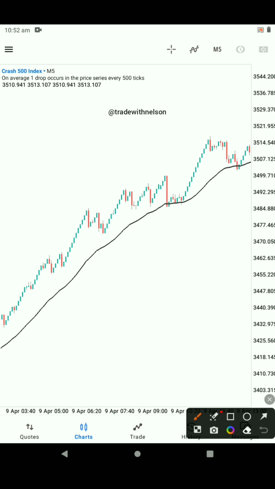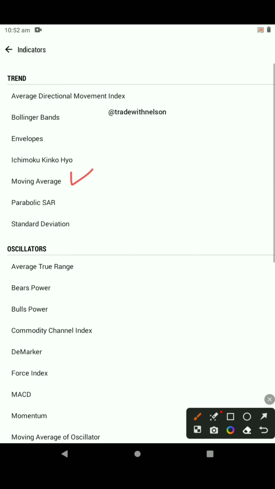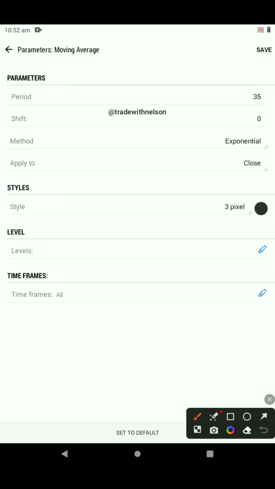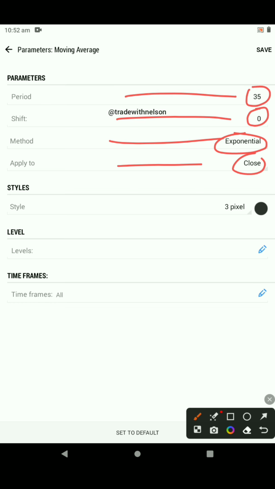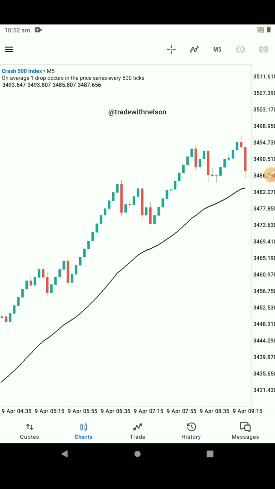So let me quickly show you the settings for this moving average. Click on this indicator icon over here. As you can see, I have only the moving average. Click on the F icon on the main chart to select it. Moving average. Click on that. Make your period 35, shift 0, method exponential, apply to close, style 3 pixels, select a color of your choice. After that, click on save. So if you follow my settings correctly, your chart should look exactly as what you see over here.